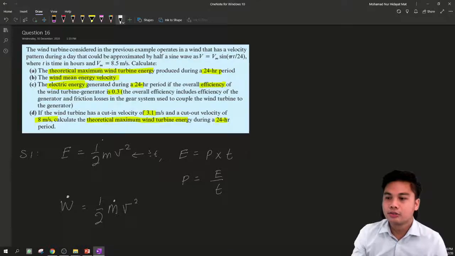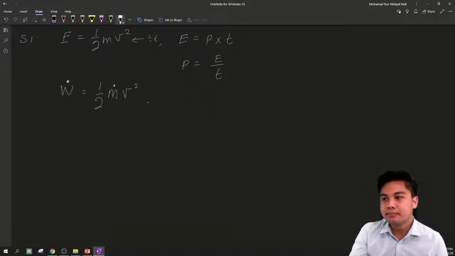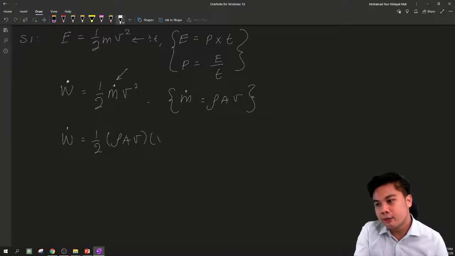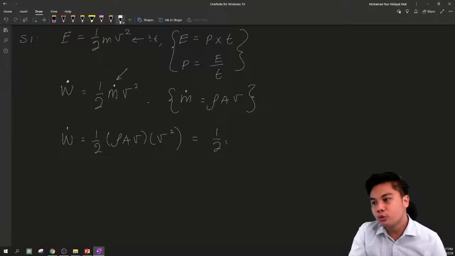Since the mass flow rate here is actually equal to rho A V, we shall replace m dot with rho A V in this equation. So the work rate is equal to 1 over 2 rho A V multiplied by V squared. Finally, we get 1 over 2 rho A V cubed.